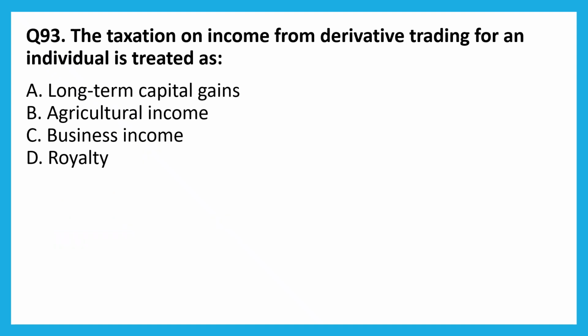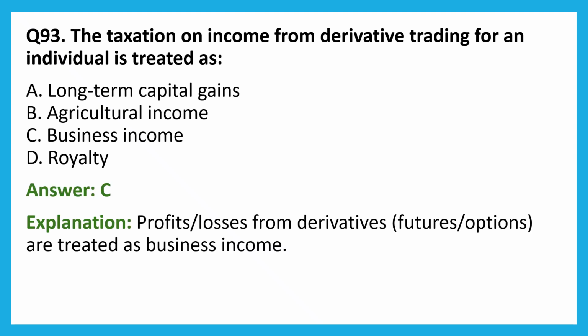Next question. The taxation on income from derivative trading for an individual is treated as option A long-term capital gains, option B agriculture income, option C business income and option D royalty. Correct answer is option C business income.